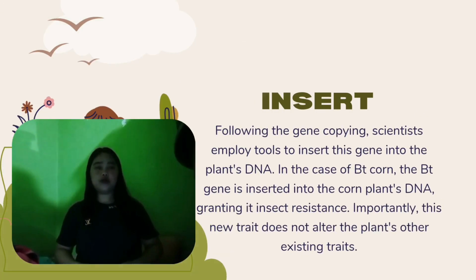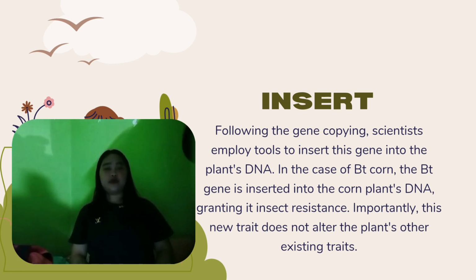After duplicating the gene with the desired trait, the next step in making a genetically modified organism is to insert this gene into the DNA of the target plant. This process is known as genetic transformation. In the case of BT corn, scientists insert the BT gene into the corn plant's DNA. This is done by using specialized tools and techniques such as genetic engineering or biolistic methods. The BT gene is carefully integrated into the DNA of the corn plant, allowing it to be expressed and produce the desired insect resistance trait.